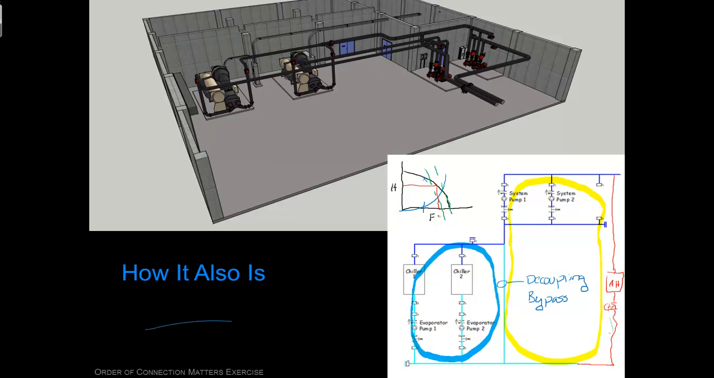And so if it always sees the same head, it's always going to move the same amount of water, and that's how the magic happens. That lets the flow in this distribution loop vary while the flow through the chillers is maintained at a constant rate. And so to some extent it let us have our cake and eat it.